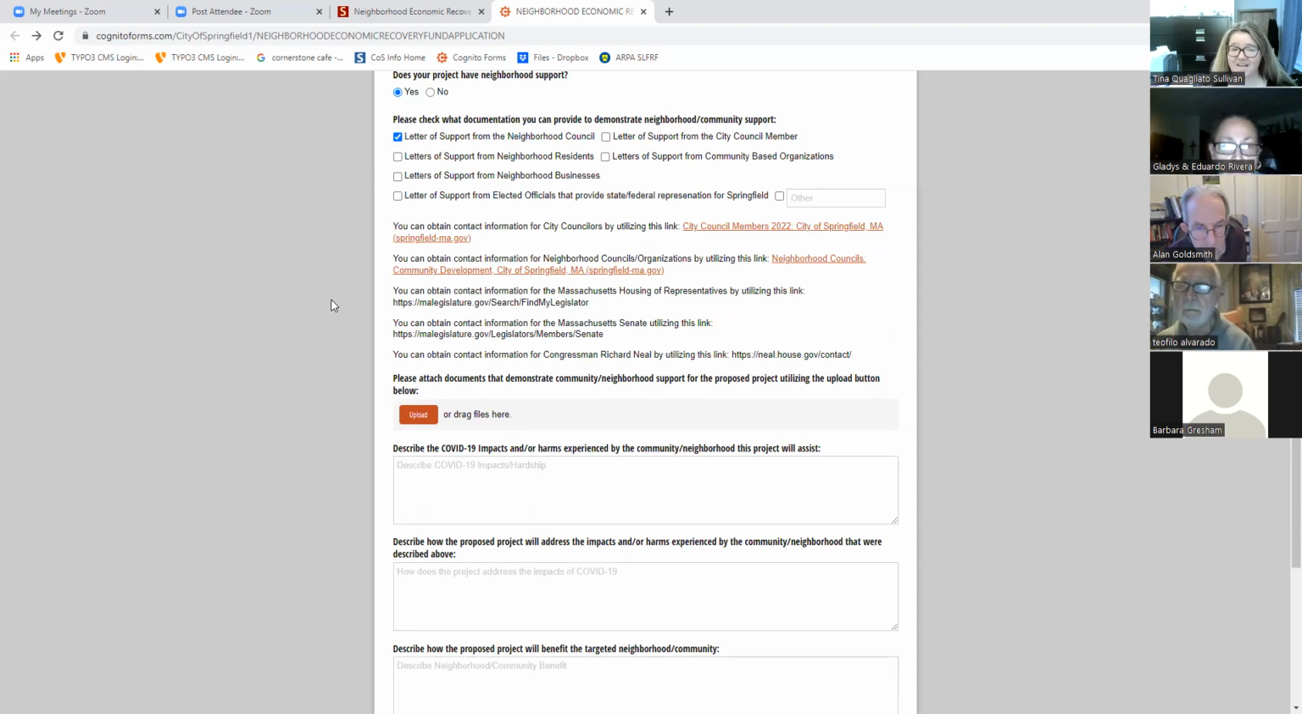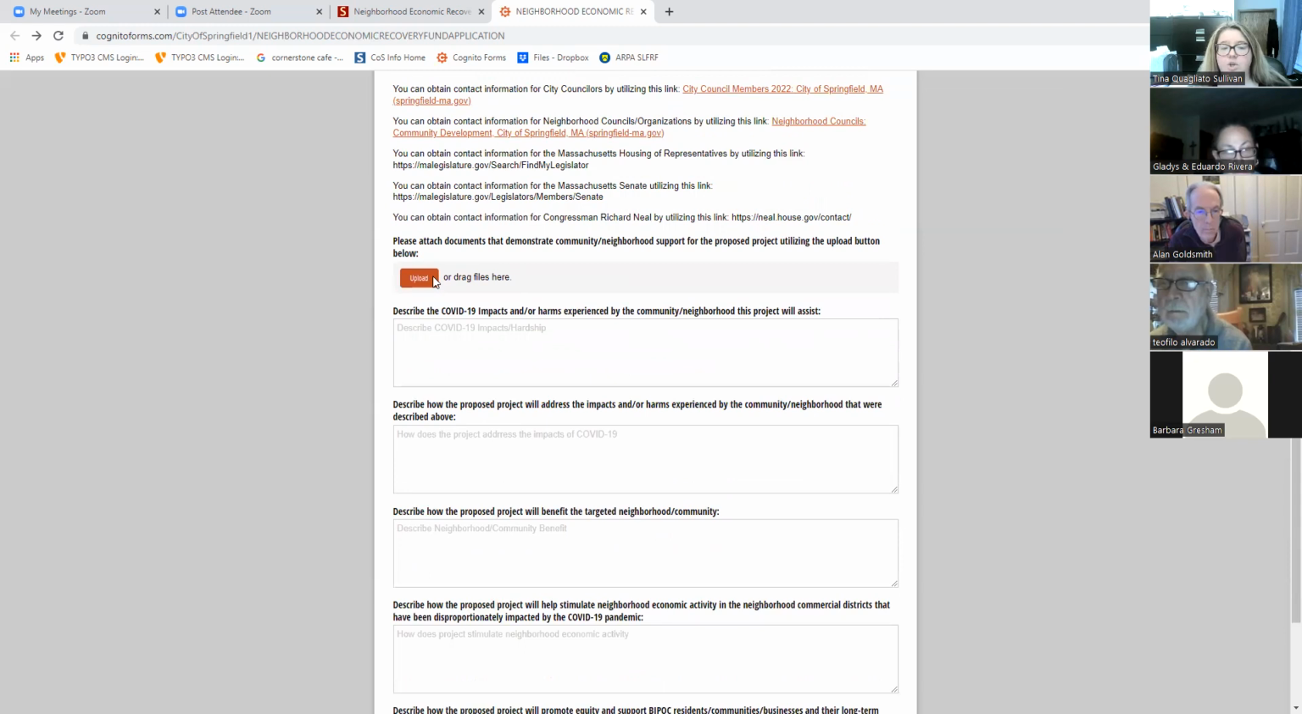Again, if you can't get any of those, you can still get letters of support from neighborhood residents or from a community-based organization or from a couple of neighborhood businesses to show that that support is there. You would upload those by just clicking on this box. You'll see that there are upload boxes throughout the application. This is how you upload any supplemental information that doesn't go in the boxes, or if we're asking you to attach things. There will be lots of these boxes throughout the application.